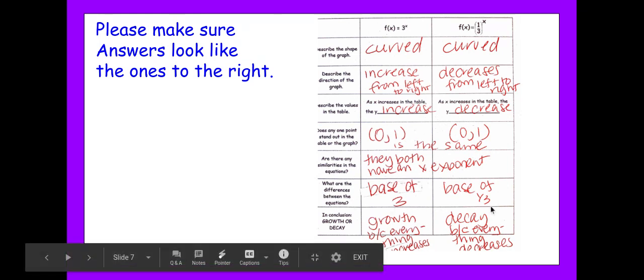This one has a base of 3. This one has a base of 1/3. And we would consider this growth because everything's increasing. And then this one's decay because everything's decreasing.